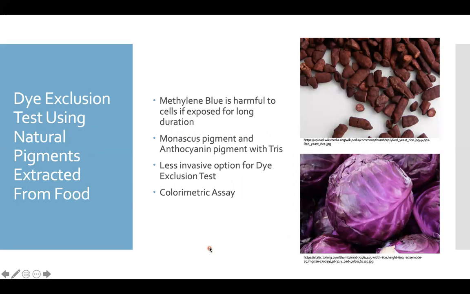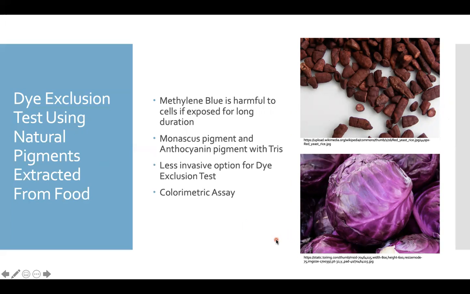In a comparative study using natural pigments extracted from food and methylene blue in a dye exclusion test on paramecium, it showed that paramecium exposed to methylene blue were all killed within 1 hour, while the natural pigments had no effect. They found that 2 dyes worked as good indicators for viability with the dye exclusion test. These were the monascus pigment, which comes from the yeast rice pictured above, and anthocyanin pigment with tris, which comes from red cabbage.